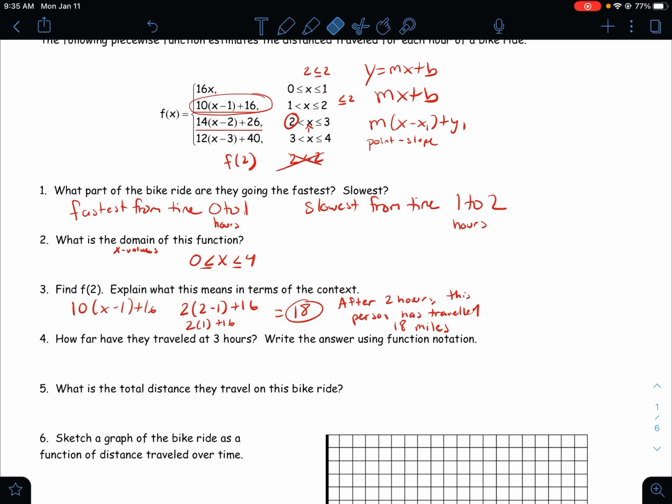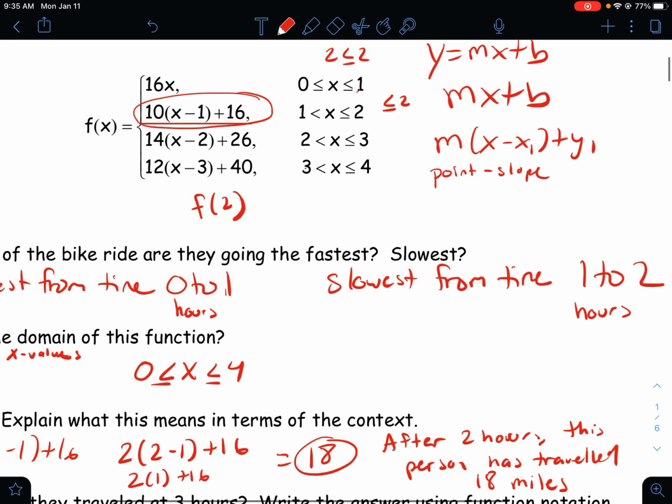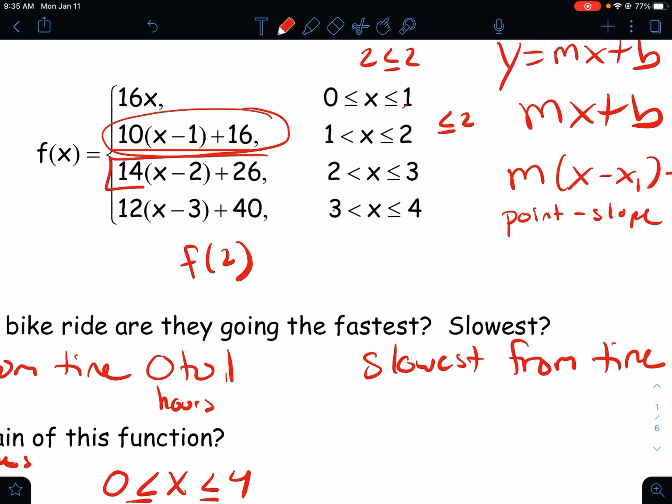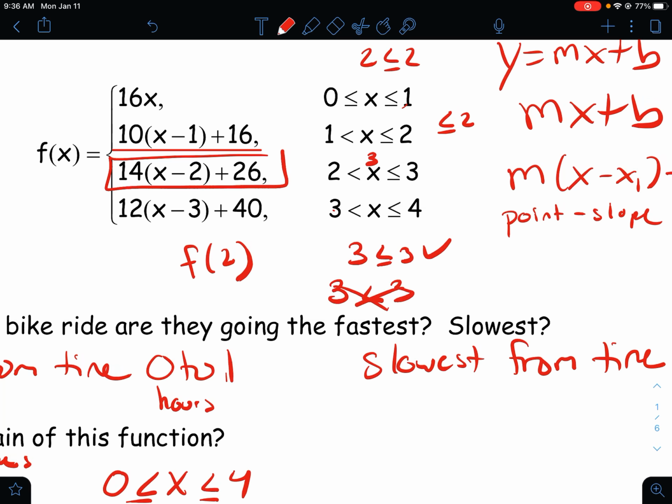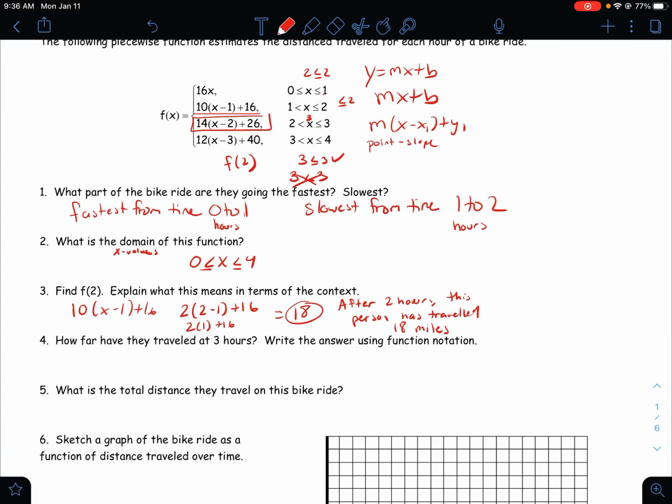And they said, how far have they traveled at 3 hours? So for 3 hours, your input is 3. And again, we have to figure out which function we're going to use, right? We're going to use this function here. And the reason for that is 3 is going to work here, right? We could say 3 is less than or equal to 3. That checks out. If we tried to use this last equation, we'd be saying that 3 is greater than 3. That doesn't work.